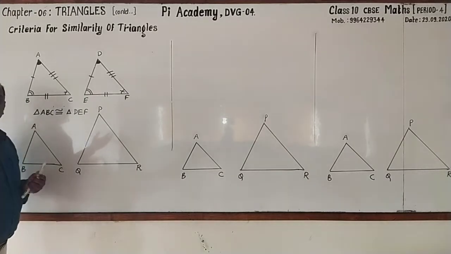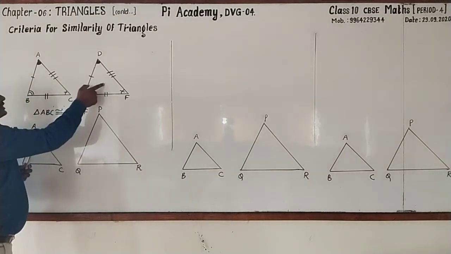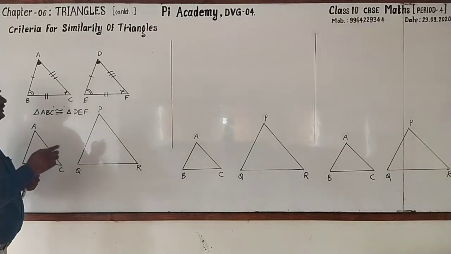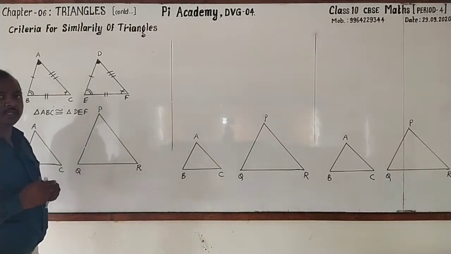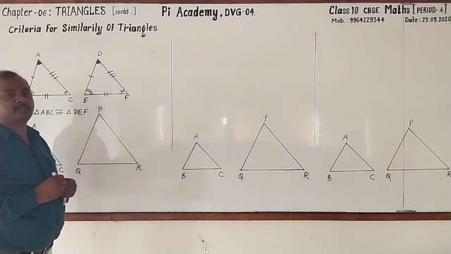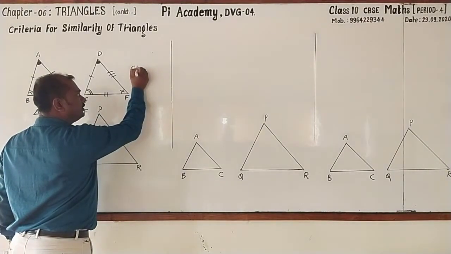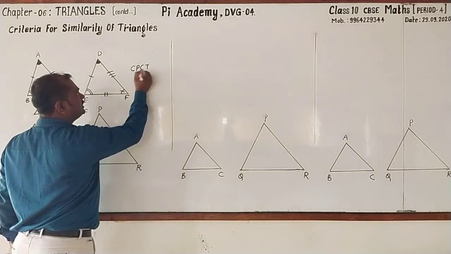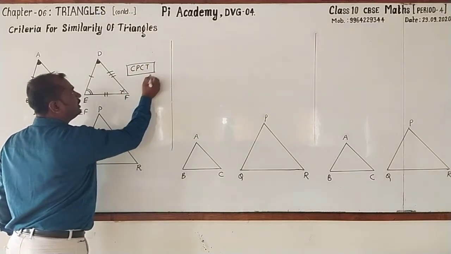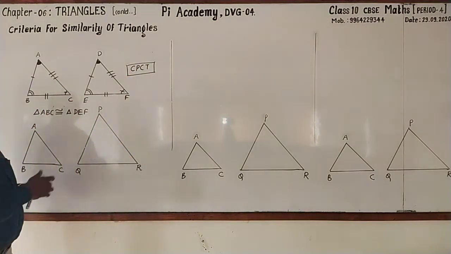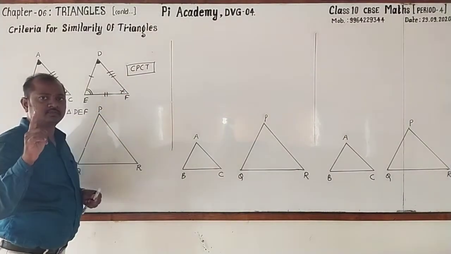And we also know a statement that when two triangles are congruent, then their corresponding parts will be equal, and that is expressed in short form as, what is that? It is, you are right, CPCT. What is its full form? It is corresponding parts of congruent triangles.